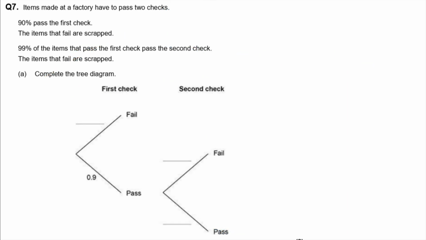Question 7, items made at a factory have to pass 2 checks. 90% pass the first check, the items that fail are scrapped, and then 99% of items that pass the first check pass the second check. The items that fail are scrapped. Complete the tree diagram. We've got an asymmetric tree diagram here because if it fails in the first check, you're not going to check again. It's already just gone in the bin. Okay, so if I've got a 0.9 chance of passing, or 90%, I've got a 0.1 chance or a 10% chance of failing at the first check. And then it says 99% of the items that pass the first check pass the second check.